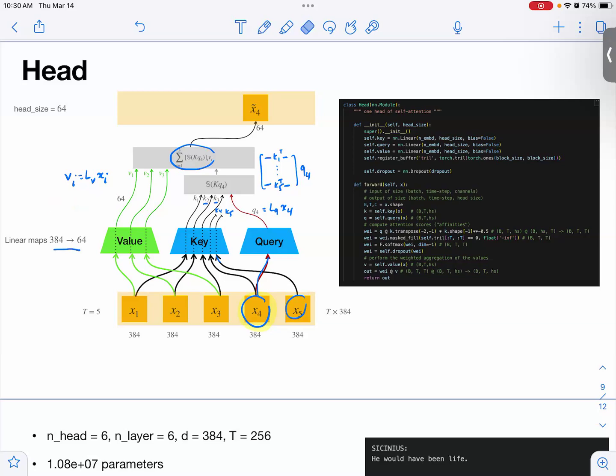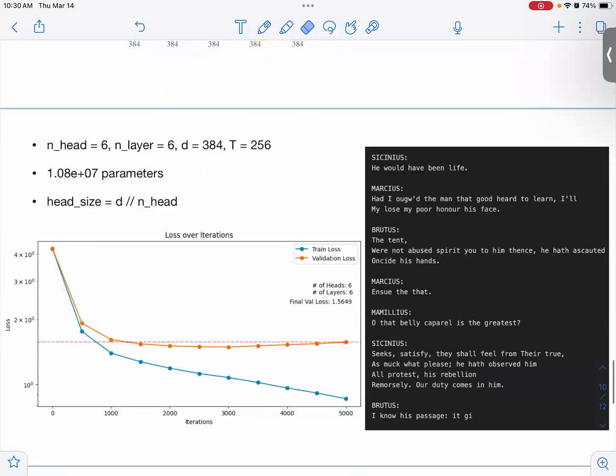Okay, in the interest of time, let's move on. So this is the result. Number of heads 6, number of layers 6, the embedding dimension 384, and the context being 256. The number of parameters is 10 million. You calculate how many parameters the model has. And the training loss goes like this, the validation loss goes like this, for 5,000 iterations.